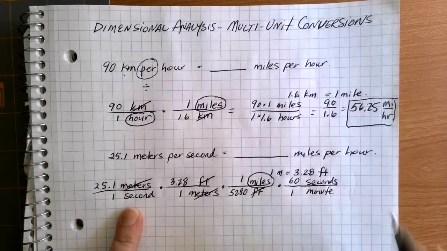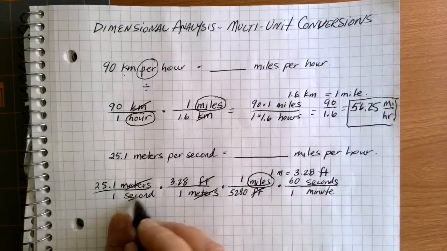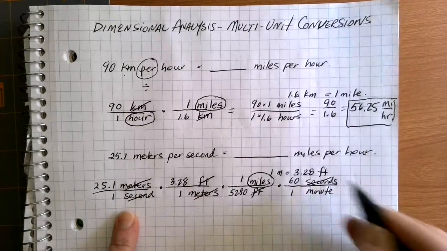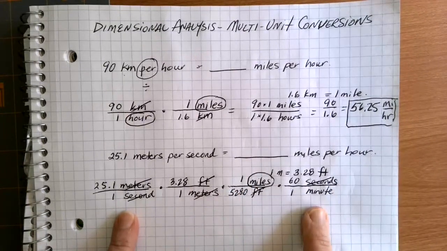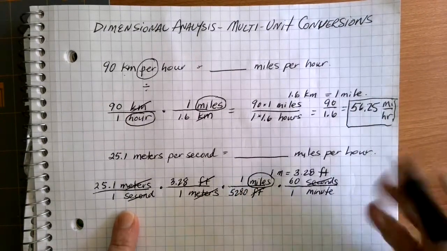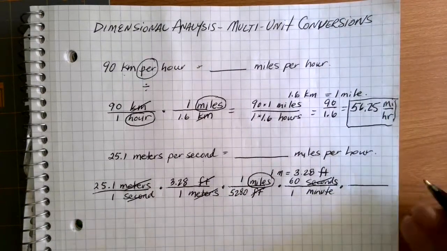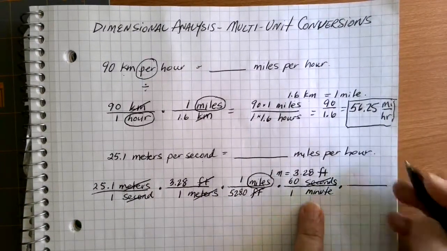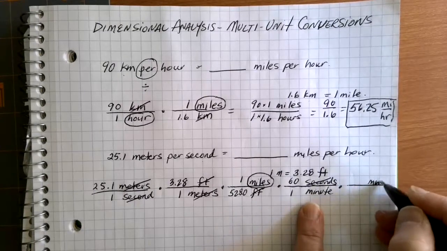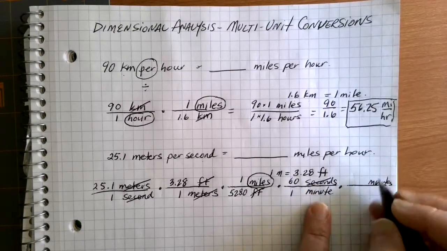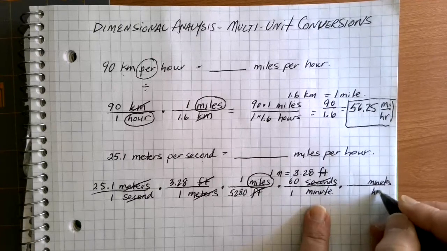60 seconds in 1 minute. My seconds in the denominator and my seconds in the numerator cancel out. Now I have miles per minute, close but not quite. So to finish off, I need to get rid of the minutes and make that final conversion to hours. Right now, minutes are on the bottom, so minutes go on the top to divide out. And I am going to go to the hours.